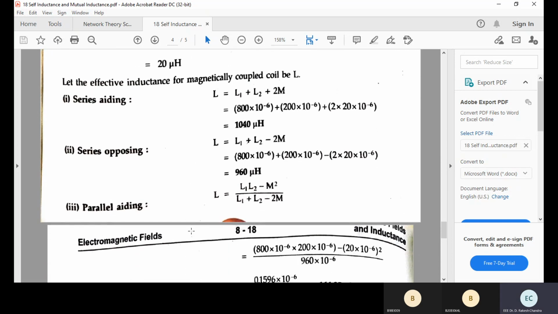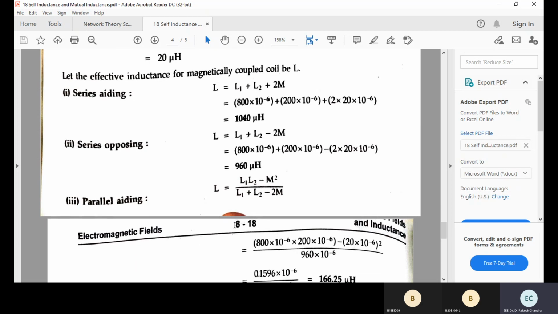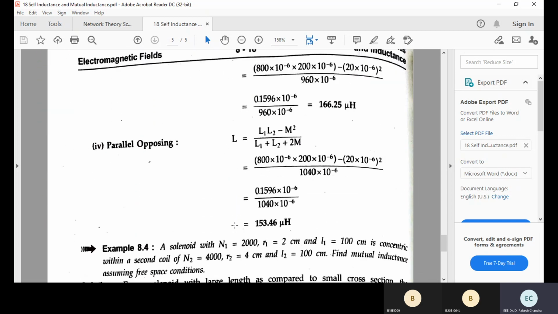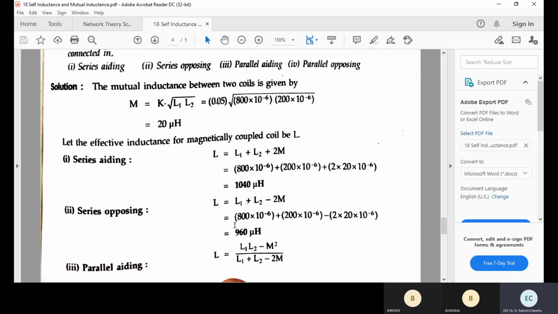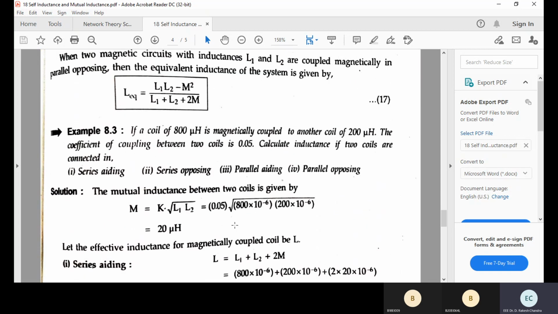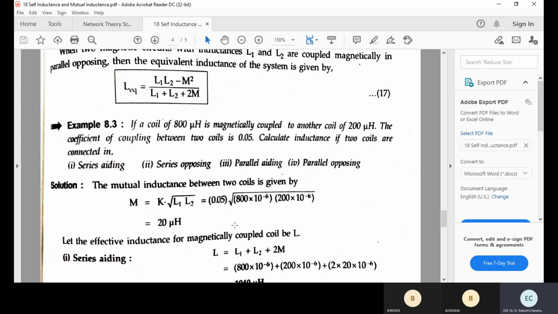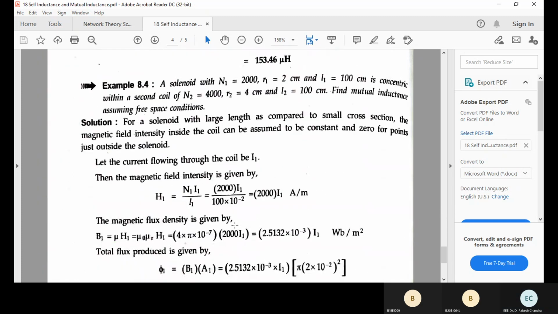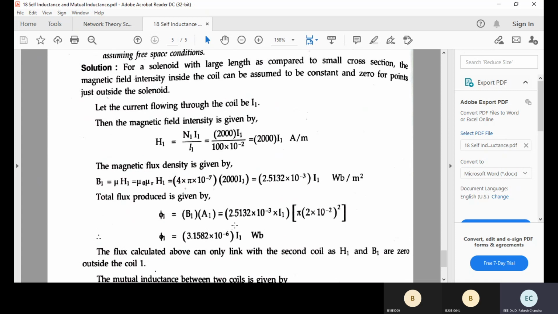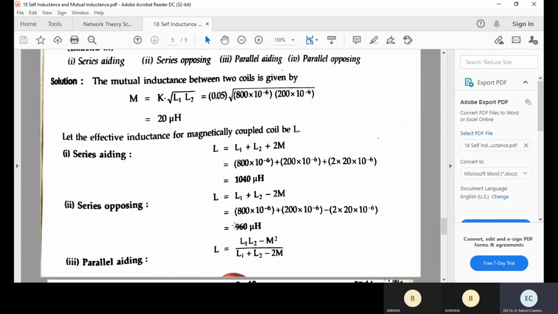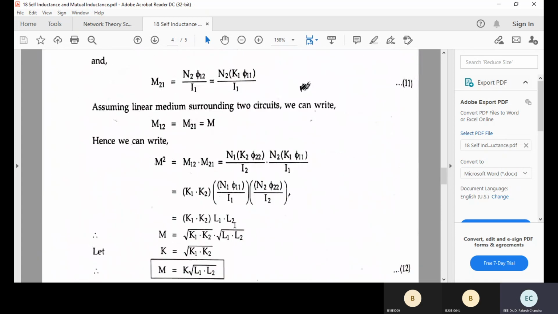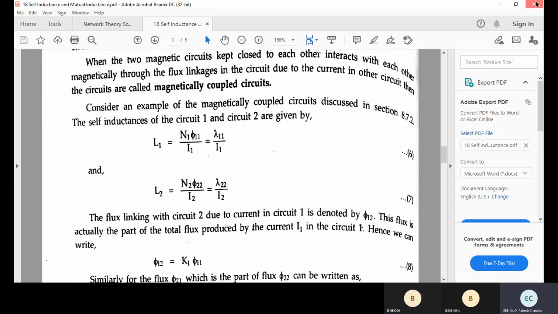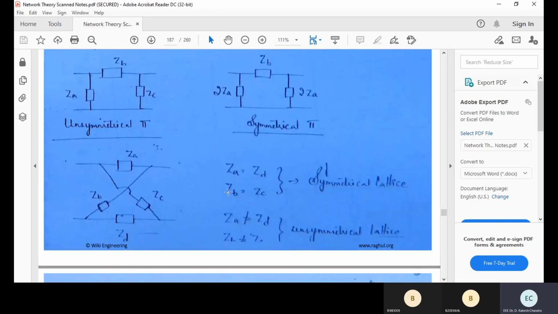For parallel aiding the formula is L1 into L2 minus M square over the denominator, and for parallel opposing the formula is also there. So like that, we can calculate. This is a simple formula. We already have the formulas for the combination of inductances when they are series aiding and series opposing. This is about self inductance and mutual inductance, the magnetically coupled circuits. Now we'll go to our topic.